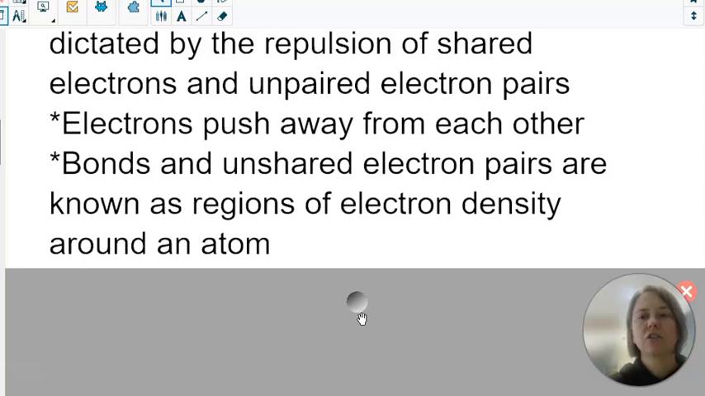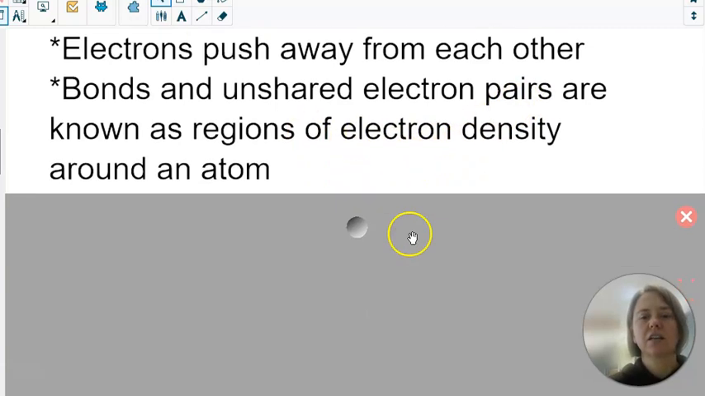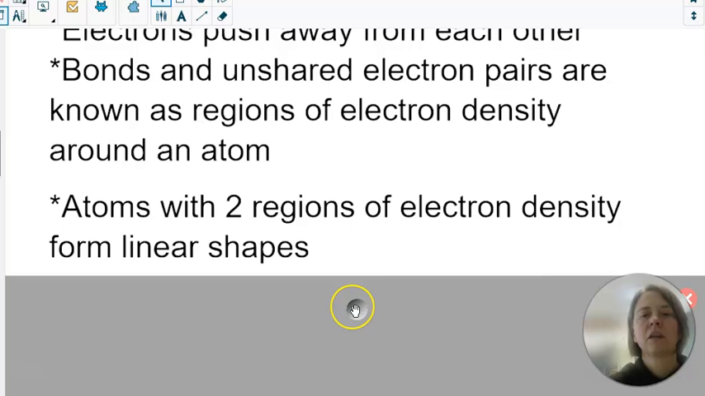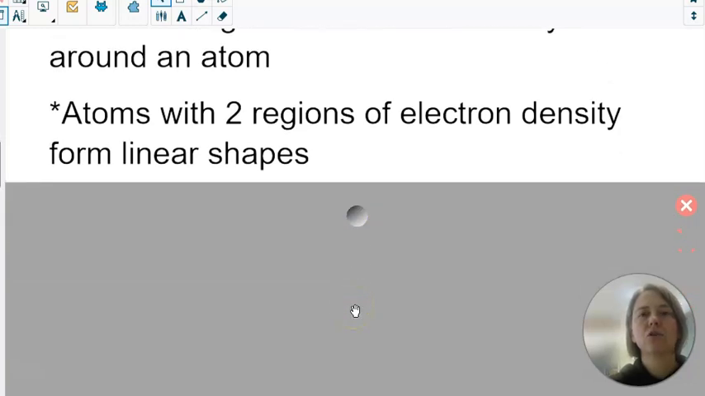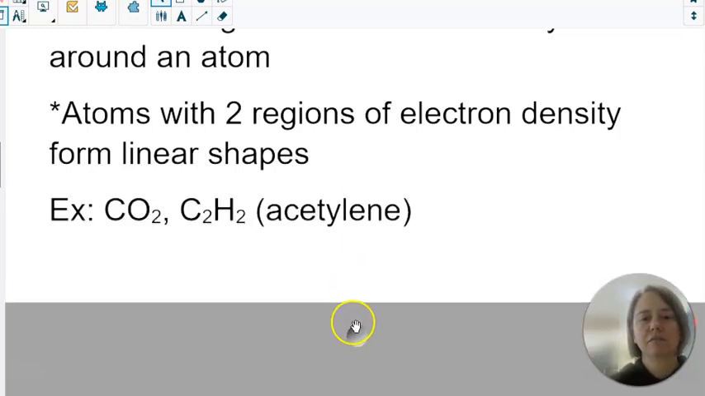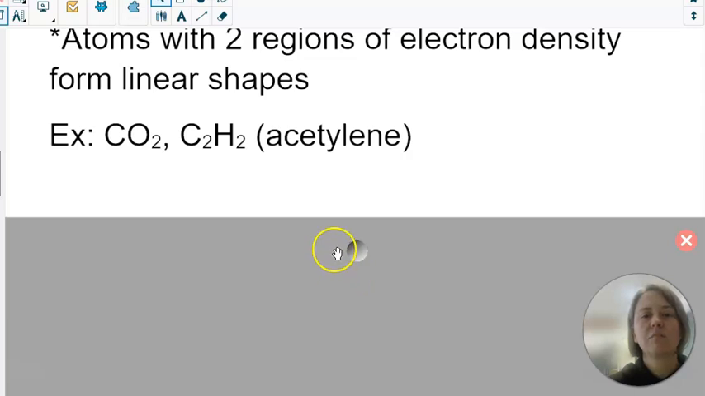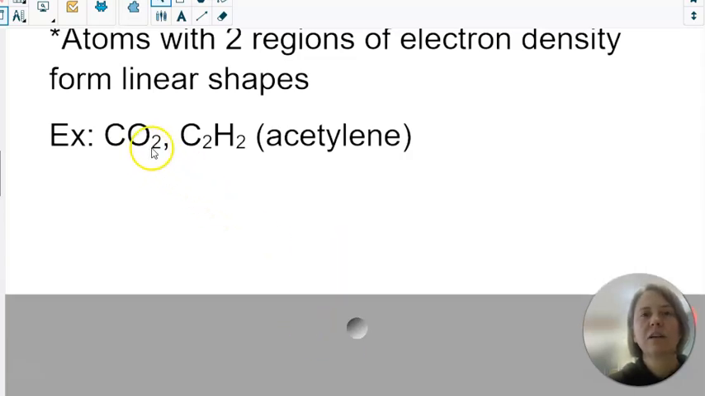Bonds and unshared electron pairs are known as regions of electron density around an atom. So a bond or an unshared electron pair are both known as regions of electron density. So if there's an atom with 2 regions of electron density, it's going to form a linear shape. Okay, for example, carbon dioxide and acetylene.